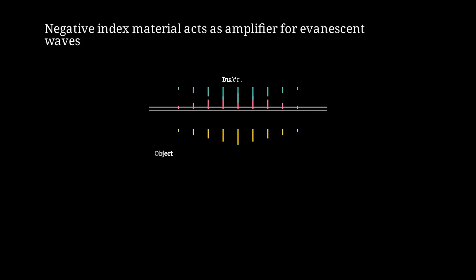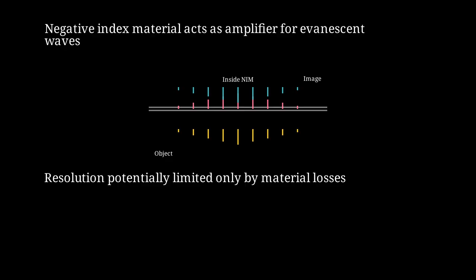This diagram shows evanescent wave amplitude, decaying below the slab, growing inside the negative index material, then decaying again to form the image. In principle, resolution is limited only by material absorption losses, not by wavelength. A crucial point: why must these structures be nanoscale? Why can't we build them at human scale?